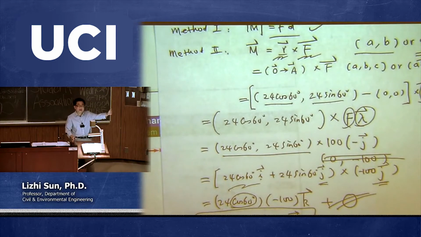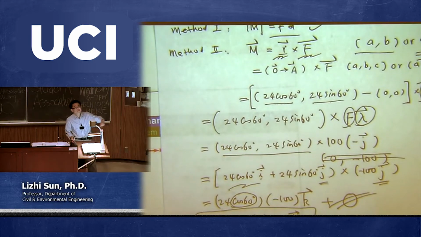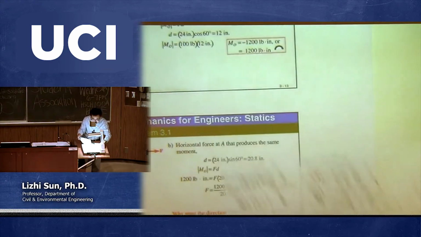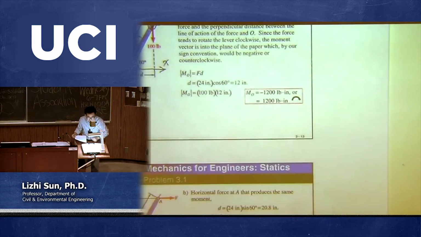If you want to switch back to what we call the clockwise, counterclockwise, that's also fine. If you want to say this moment is equal to 1200 pound inch, that's a magnitude, and then the negative sign means clockwise, that's also fine. So either you use this method 2 or you go back to look at method 1, the final answer should be the same. And here is the final answer, right?